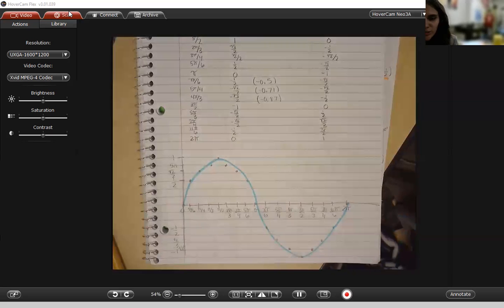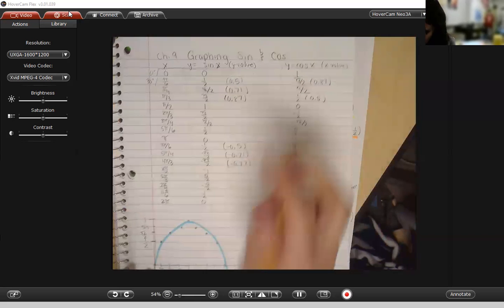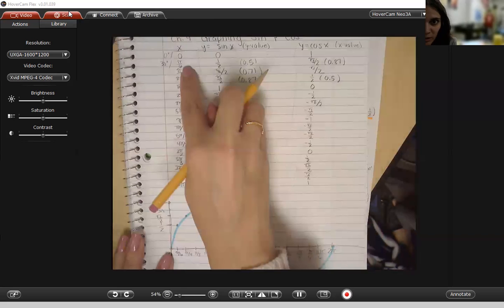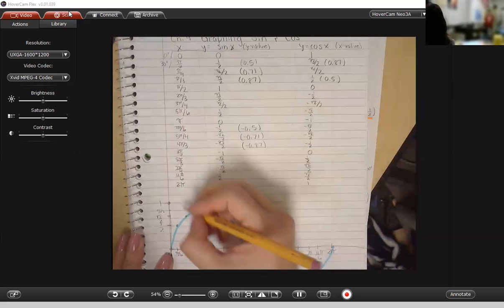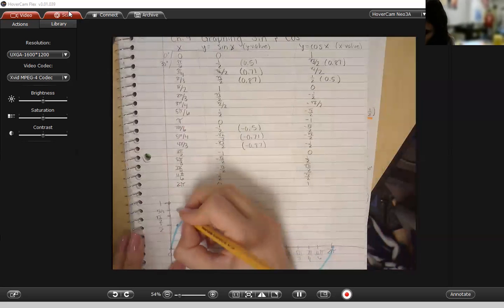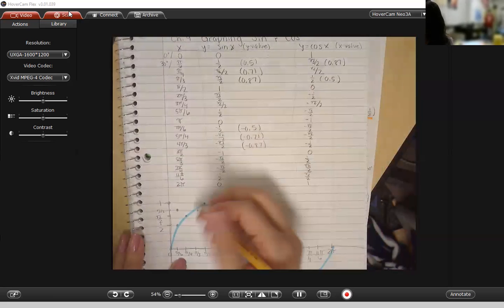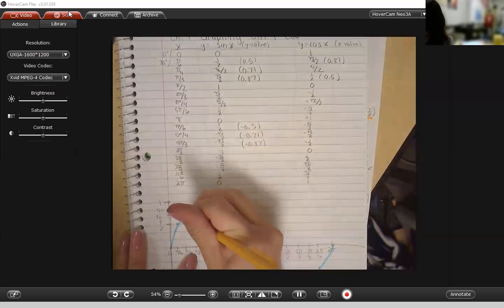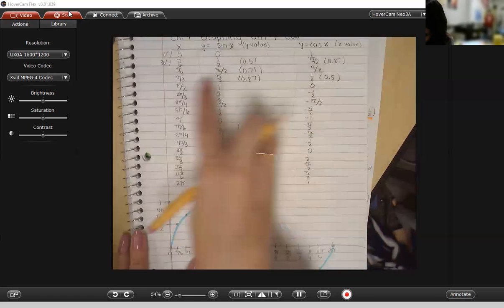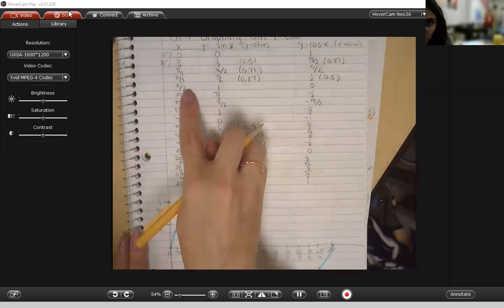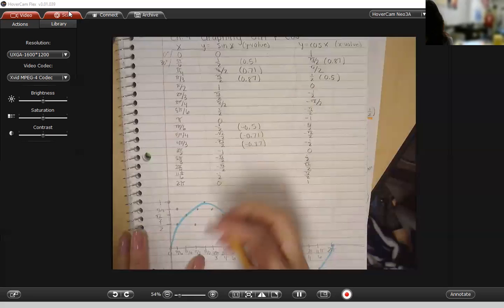All right, let's do the graph of cosine next. So when x is 0, my cosine is 1. When x is pi over 6, my cosine is rad 3 over 2. When x is pi over 4, my cosine is rad 2 over 2. At pi over 3, I have 1/2. At pi over 2, I'm at 0.